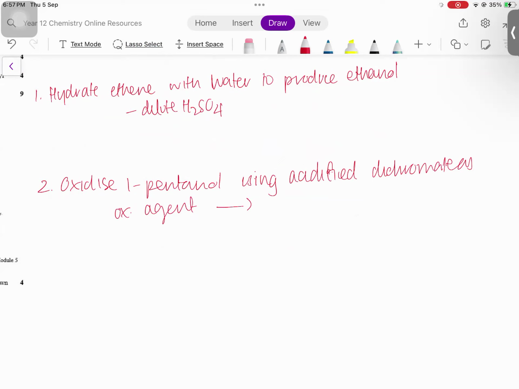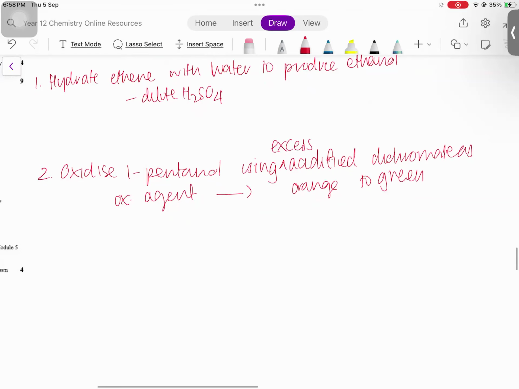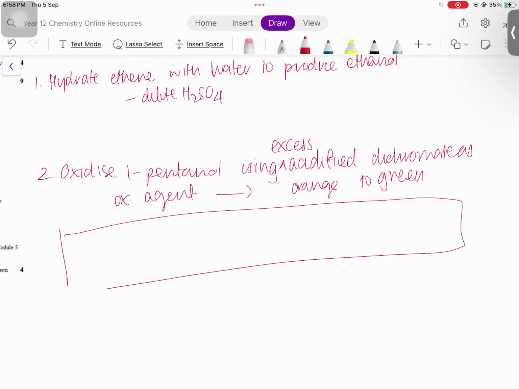Orange to green, good. Now, when I oxidize 1-pentanol though, I don't get to pentanoic acid straight away. I get to pentanal first. So I want to make sure I have enough oxidizing agent to eventually turn into the acid. So I'm going to mention using excess acidified dichromate. And then write your equation, alcohol to aldehyde to acid after. That's in this section here.